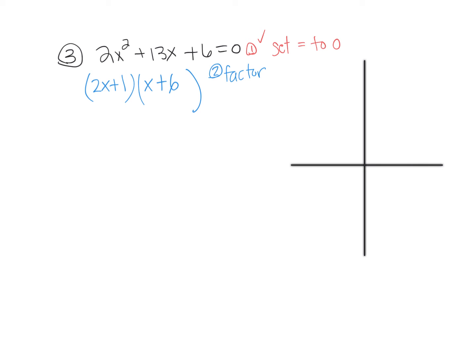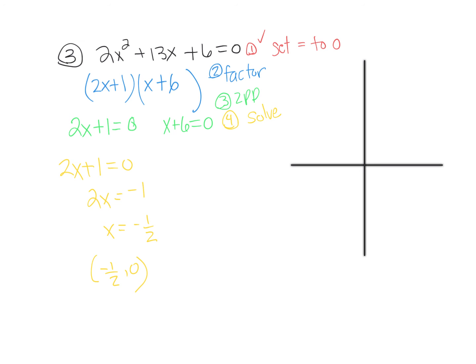The next thing that I want to do is use the zero product property, which tells me that either that first parenthesis must be 0 or the second parenthesis must be 0. And then the next thing that we're going to do is solve. When I solve this, I need to move the positive 1 and then divide by 2. I'm going to get x equals -1/2.